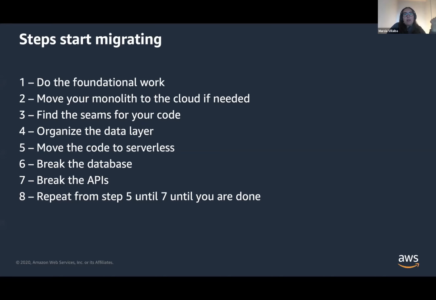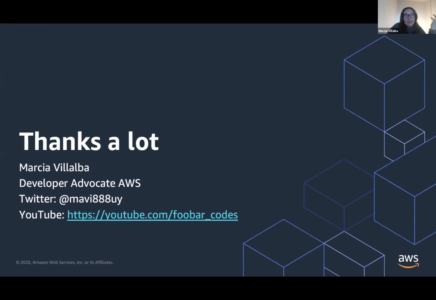Break the APIs without destroying your clients, and be able to move the traffic in a graceful way to your new API. And then repeat from 5 to 7 until you're done migrating all the services you want to serverless. And that's it. And I think I did it in less than 20 minutes, I hope.